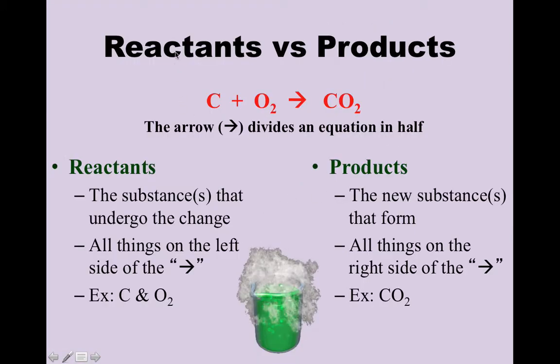All right, now the other thing that we have up here, we have the reactants versus the products. Again, the reactants are the substances that undergo the change. They're all the things on the left-hand side of the arrow. And in this equation, it would be carbon and oxygen combined together. Our products are over here. These are brand new substances that are formed. They're all the things that are to the right of the arrow. And in this equation up here in red, carbon dioxide, CO2, is the actual product listed above.